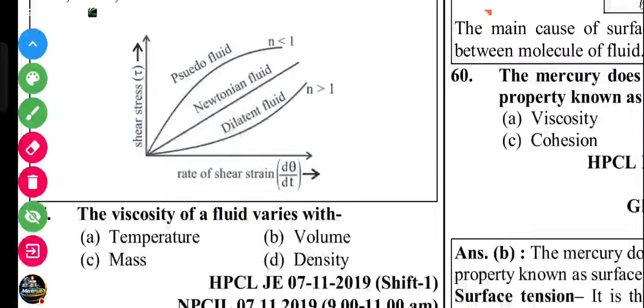Next question: the viscosity of a fluid varies with A. Temperature, B. Volume, C. Mass, D. Density. A. Temperature.